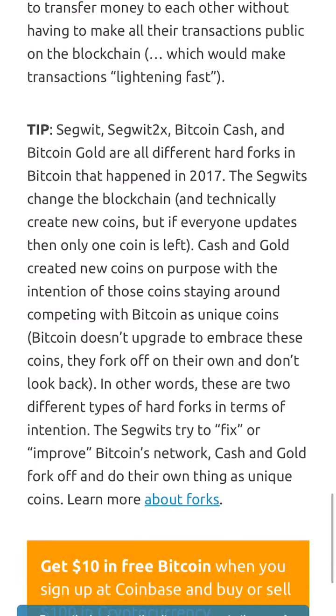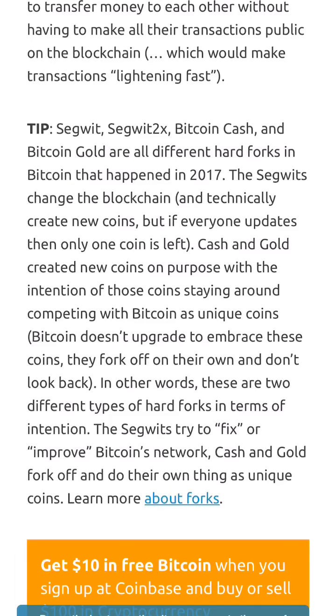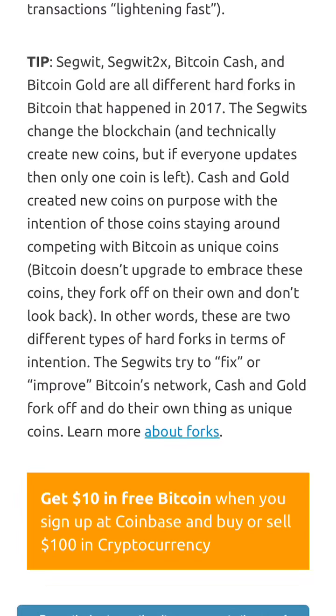SegWit2x, Bitcoin Cash, and Bitcoin Gold are all different hard forks in Bitcoin that happened in 2017. SegWit's changes to the blockchain technically create new coins, but if everyone updates, then only 1 coin is left. Cash and Gold created new coins on purpose with the intention of these coins staying around, competing with Bitcoin as unique coins. Bitcoin doesn't upgrade to embrace these coins. They fork off their own and don't look back. In other words, these are 2 different types of hard forks in terms of intention. The SegWits try to fix or improve Bitcoin's network. Cash and Gold forked off and do their own thing as unique coins.